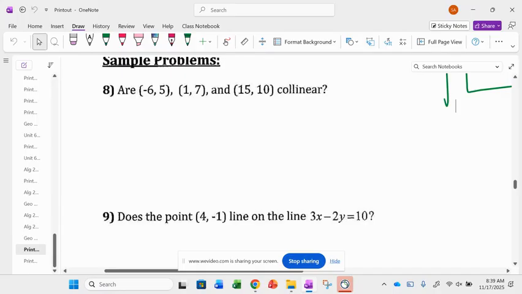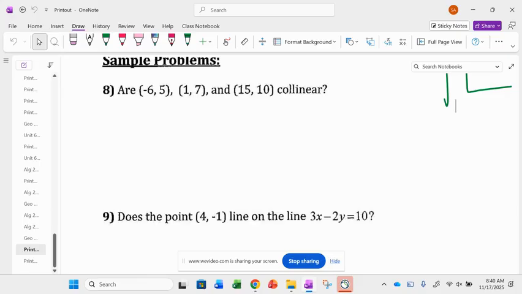The first sample problem gives us 3 different points and asks, are they collinear? So now I'm bringing the geometry into this. Who remembers, it's back from chapter 1. What does it mean if points are collinear? Good, they exist on the same line.